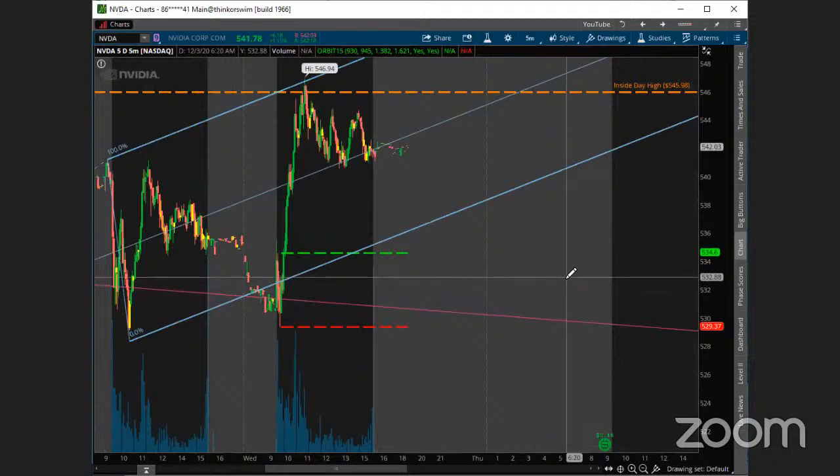So that's the key with the bounces, and really what I wanted to hammer home here today: just because it gets to a level doesn't mean we want to trade it.